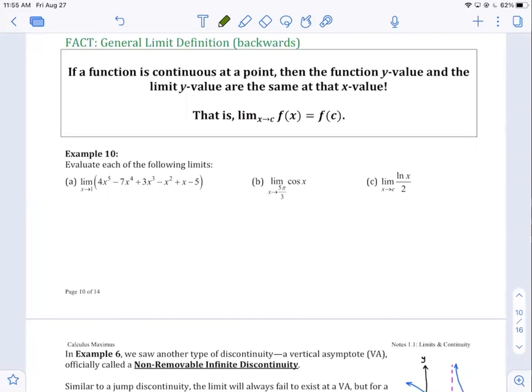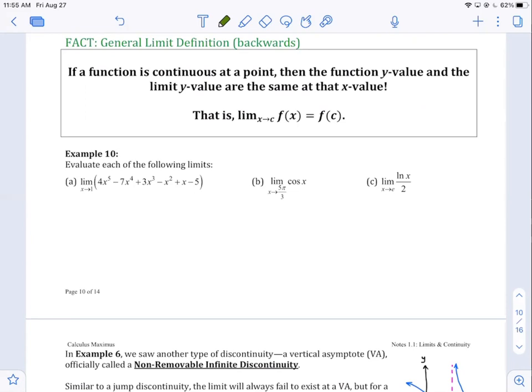All right, so here's kind of what I've been alluding to, but this is going to be so important moving forward when we're evaluating limits from here on out. It's the general limit definition, but it's backwards. If a function is continuous at a point, then of course we know the function value and the limit value are the same. And I put y value in there because I still want you to bear in mind that right now we're talking about inputs and outputs. The outputs are the y values. We have 2 different outputs now: limit outputs, y values, and function values. But if a function is continuous at a point, they're the same.